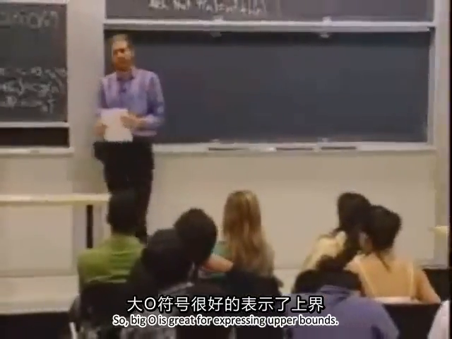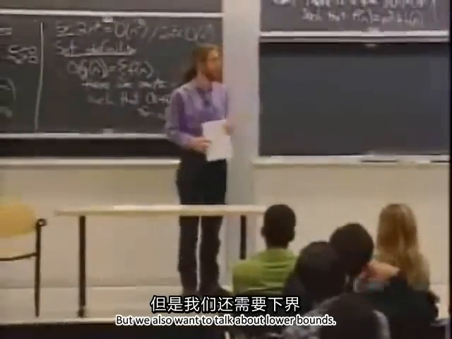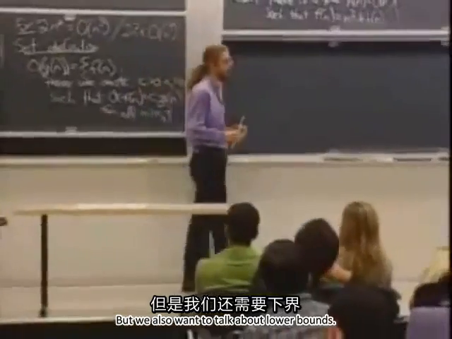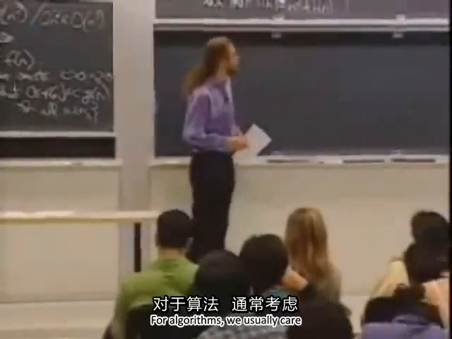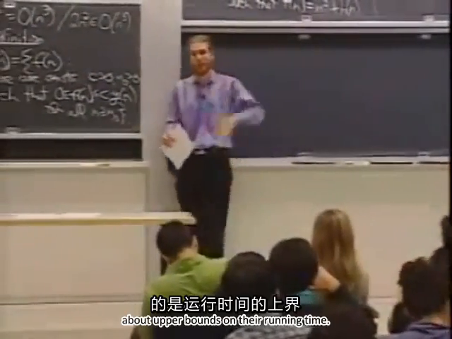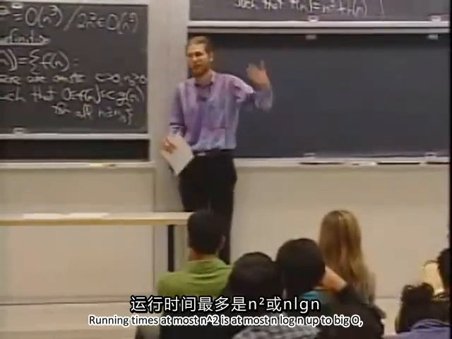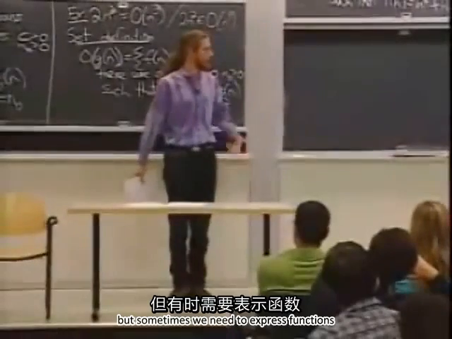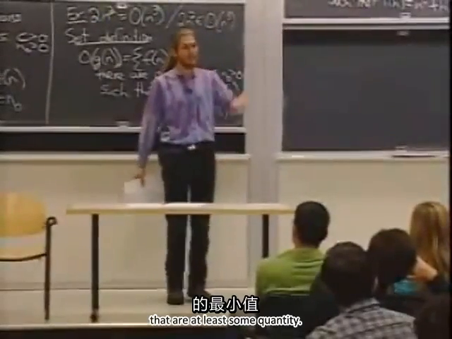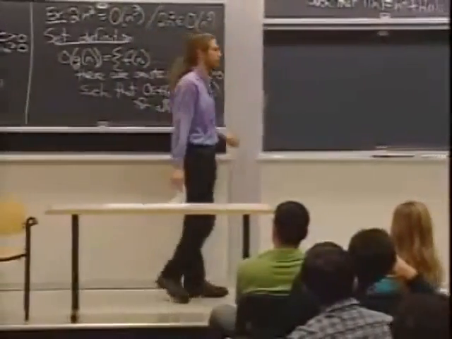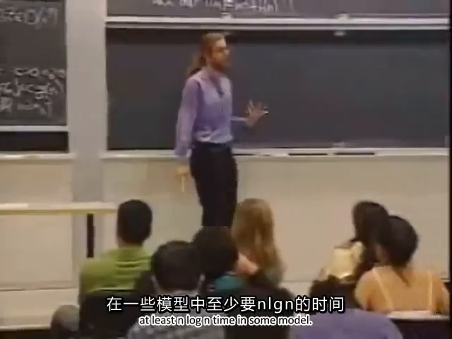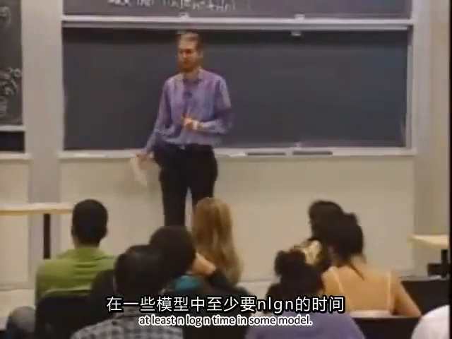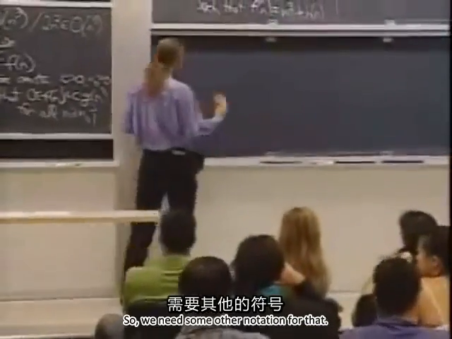So big O is great for expressing upper bounds, but we also want to talk about lower bounds. For algorithms, we usually care about upper bounds on their running time. Running time is at most n squared. It's at most n log n, up to big O. But sometimes we need to express functions that are at least some quantity. For example, we'll show that sorting requires at least n log n time in some model. So we need some other notation for that.